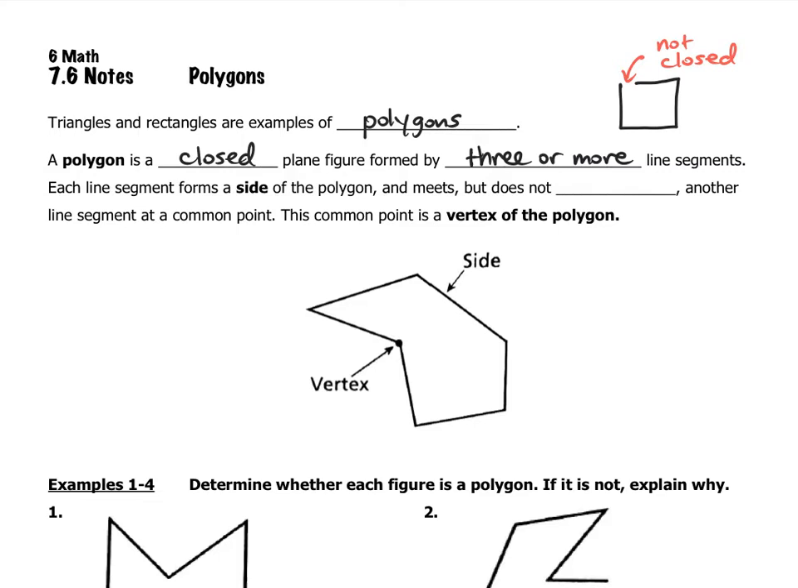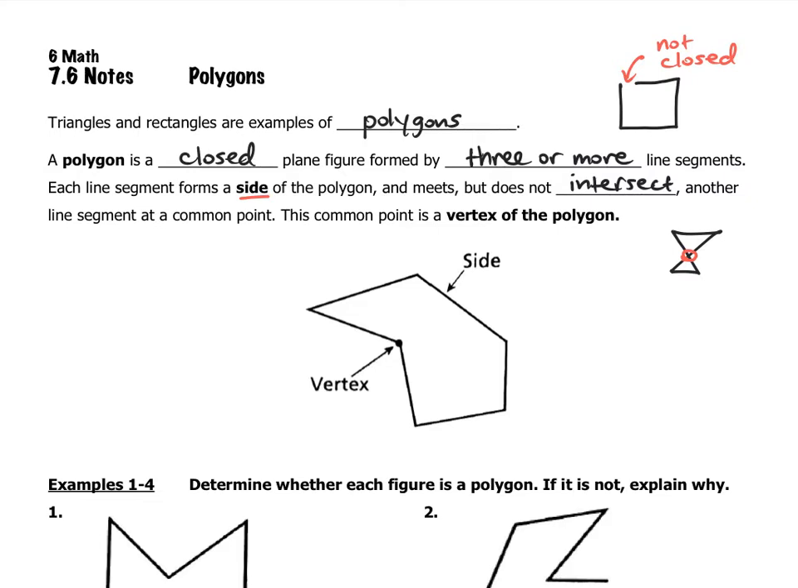Each line segment forms what's called a side of the polygon and meets but does not intersect another line segment at a common point. So that's another characteristic about polygons. Line segments, sides, can meet, but they cannot intersect each other. For instance, if you had something like this, these line segments here in the middle, they intersect each other, they cross, and so polygons cannot do that, so that would not be a polygon right there.